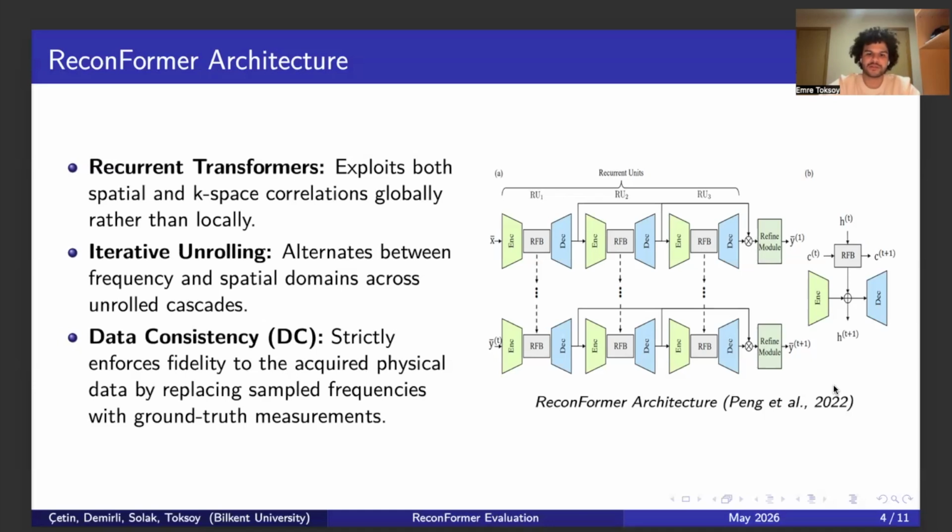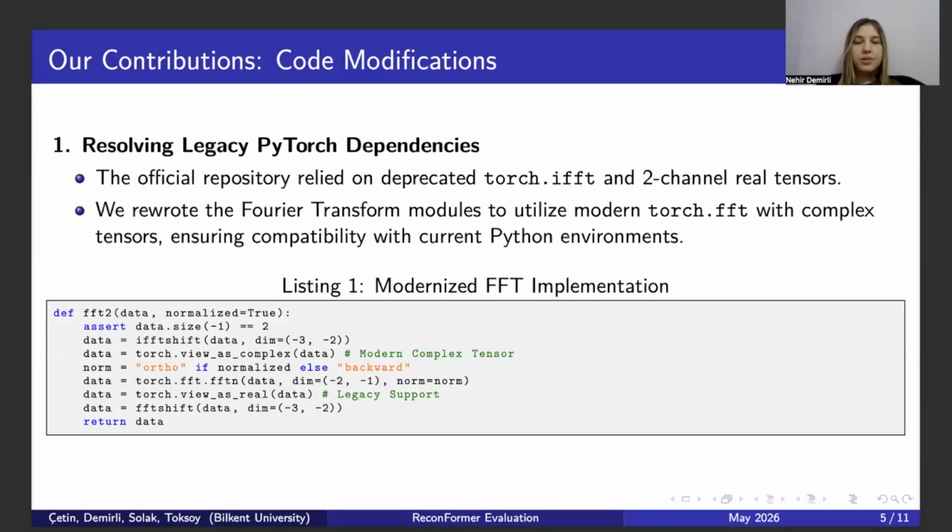Crucially, each step includes a data consistency layer. This acts like a correction mechanism that forces the model's output to stay faithful to the actual measurements collected during the scan. To modernize the Reconformer repository, we refactored its core Fourier transform modules. We replaced deprecated PyTorch functions like torch.ifft with the current torch.fft standard using native complex tensors. This eliminated legacy bugs and optimized data flow for modern environments.